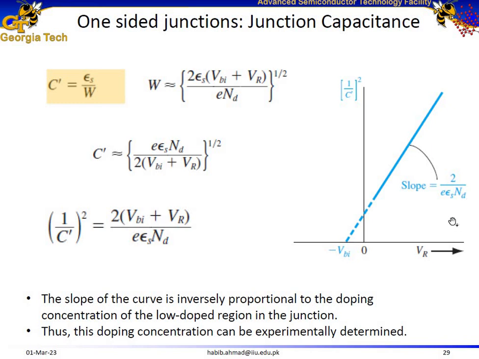So this is actually an experimental method in order to calculate the doping concentration for one-sided p-n junctions. You apply reverse bias voltages, change the reverse bias voltages, calculate 1 over C dash square, and then plot them. You get a slope, and just equate the slope to this value, and from here you can calculate the donor doping concentration. It's a really useful method for material scientists and for engineers to calculate the doping concentration of the lightly doped material in a p-n junction.